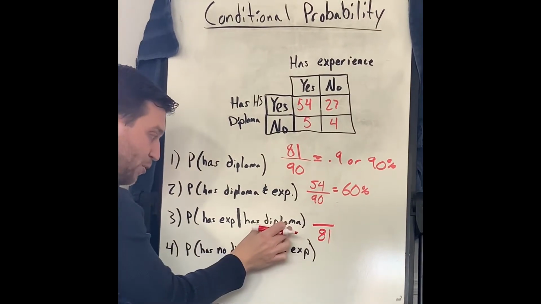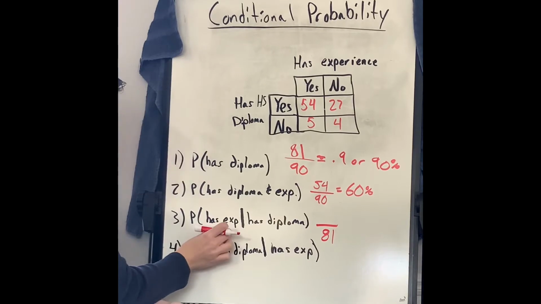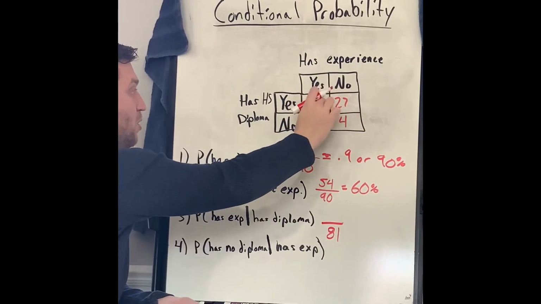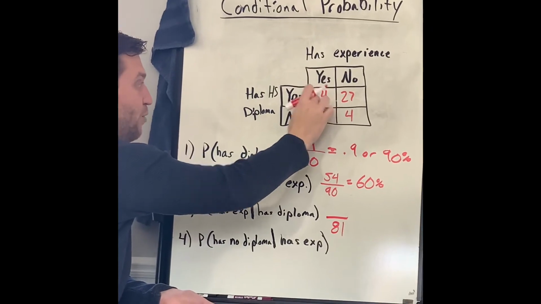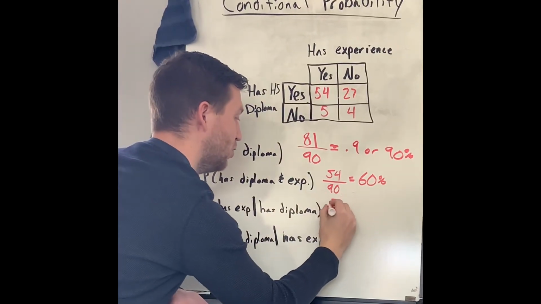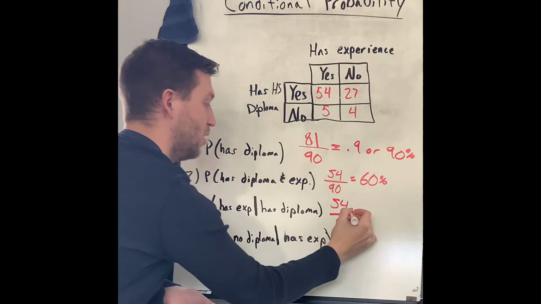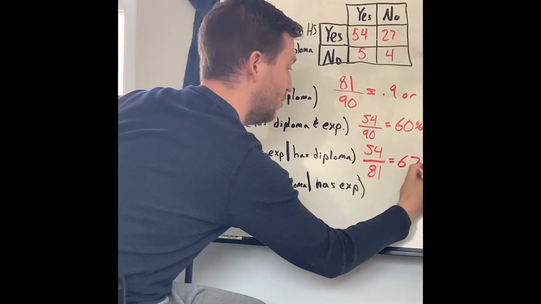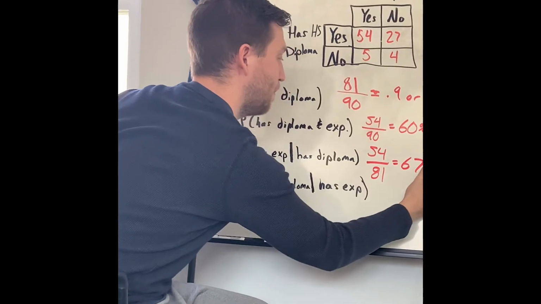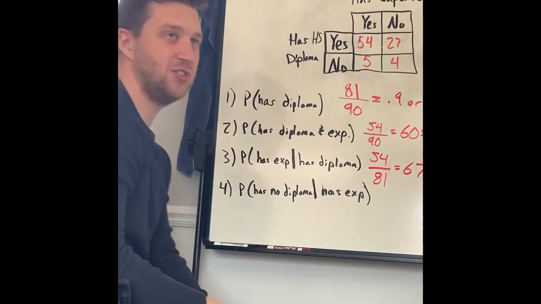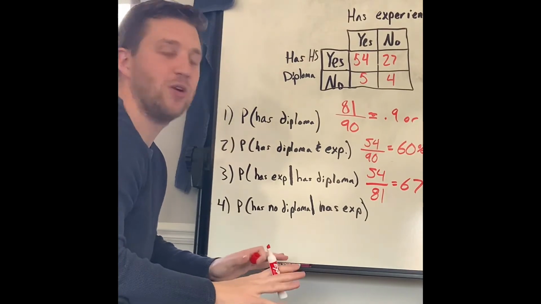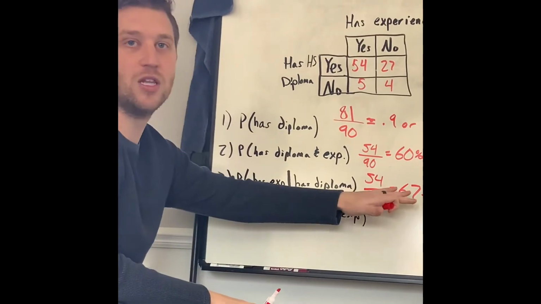So out of the people that have a diploma, how many of them have experience? So here's our diploma people. Of those, 54 of them have experience. So for this one, you would have 54 out of 81, which is about 67%. Also, when you guys are doing the percents, if you round up or down, depending, I don't care, whatever you choose. As long as it's close to this, I'm fine with it.